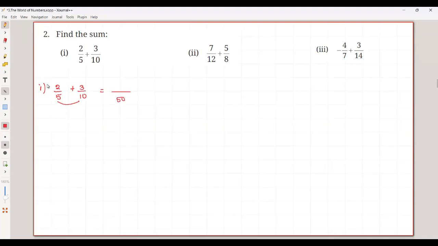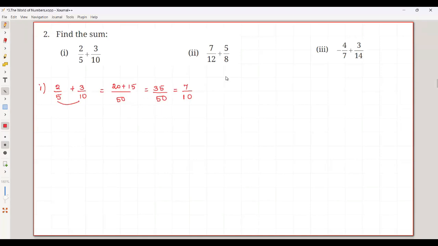Okay. Now cross multiply: 2 tens are 20, plus 5 threes are 15. So 20 plus 15 is 35. So 35 divided by 50. You can just simplify it with the 5 table. 7 5s are 35, and 10 5s are 50. So the answer is 7 by 10.